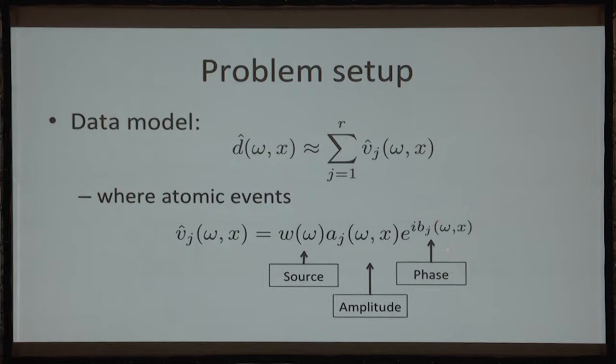So the model space, or the models that we want to reconstruct, is the amplitude of this event and the phase of this event. So this problem is actually underdetermined as well, so we have to bring in prior knowledge about these phase and amplitude functions.